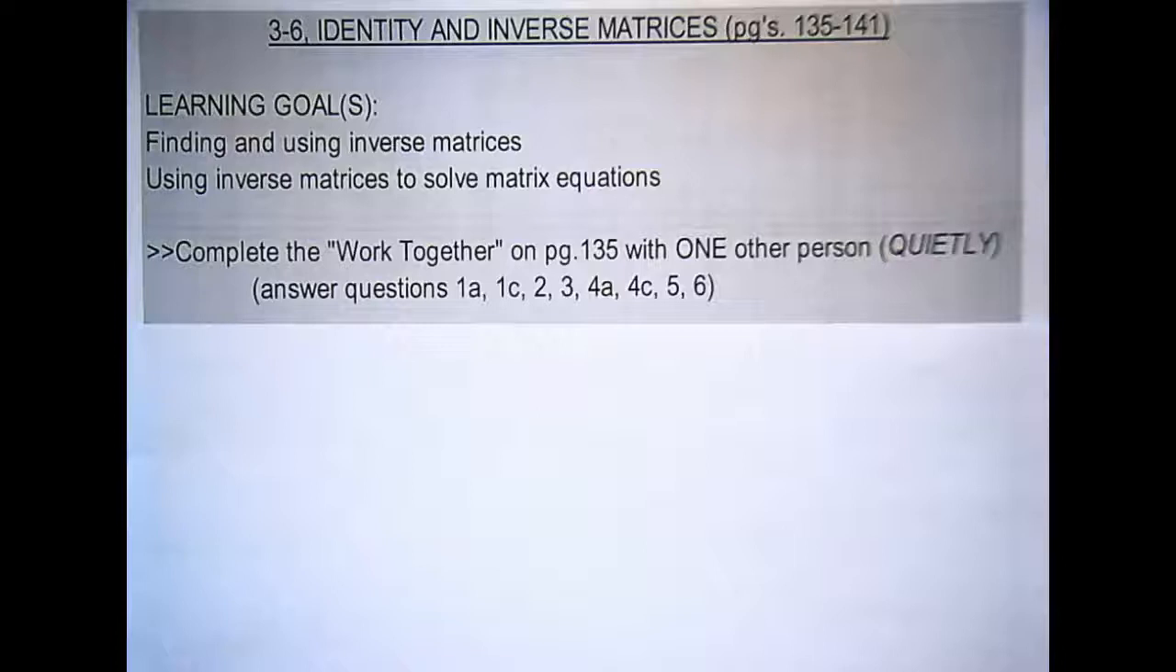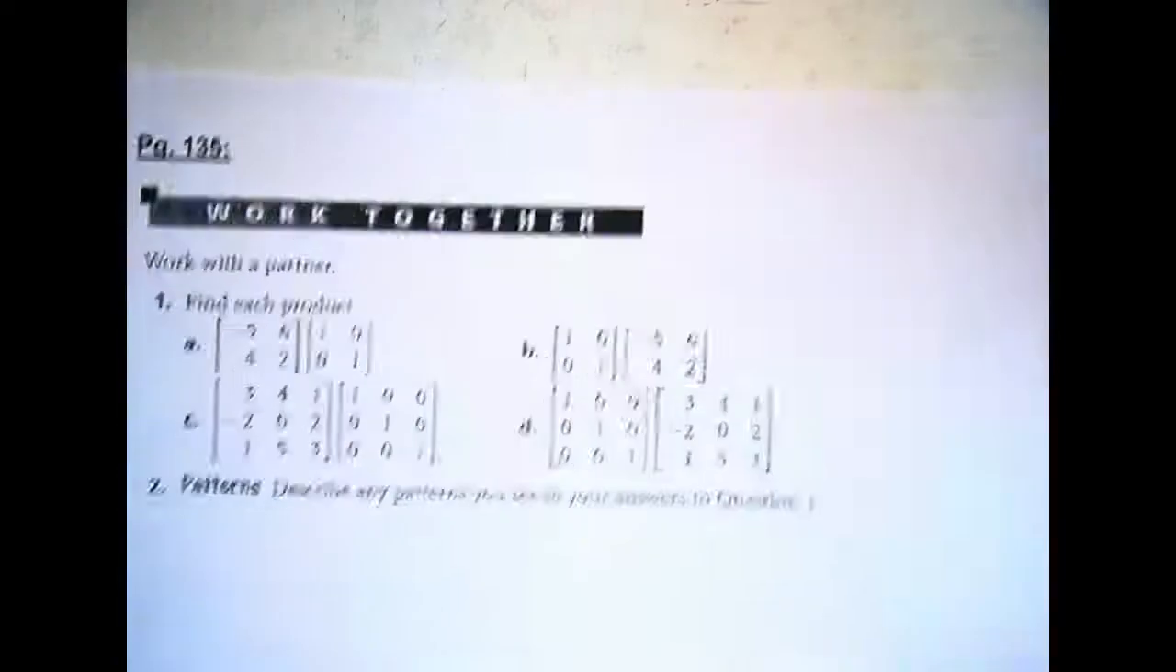Okay, so today we're doing identity and inverse matrices. We're going to actually spend today and tomorrow on them. Just so that we're all at the same spot, you're supposed to have done the work together on page 135. Hopefully everyone's through at least number 3 right now. Okay? Then we'll go into 4A, C, 5, and 6.